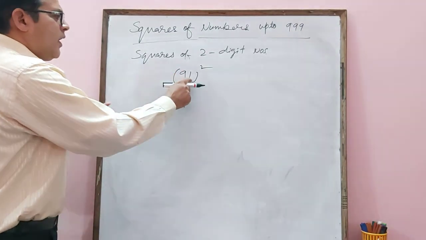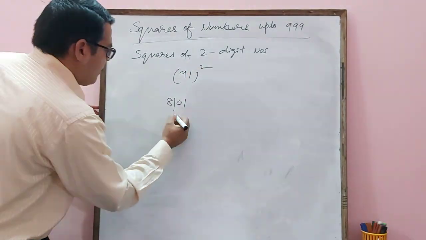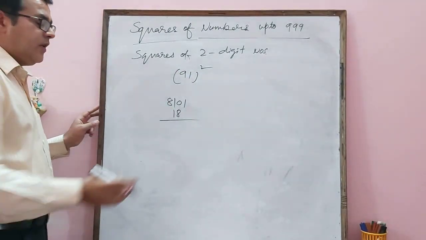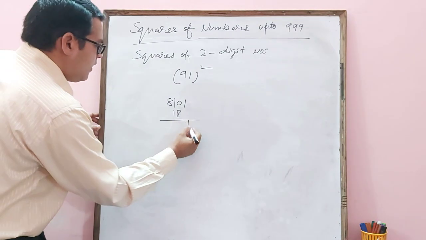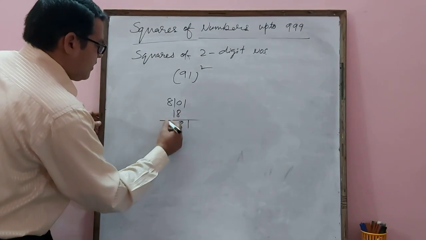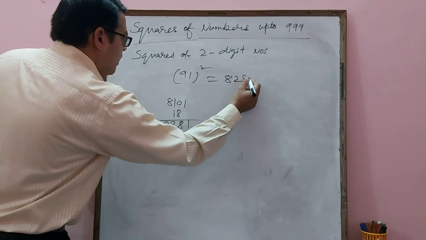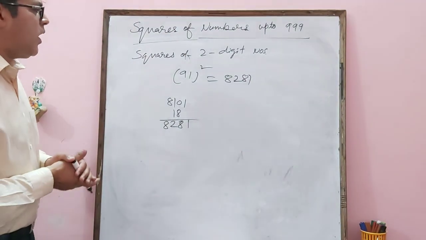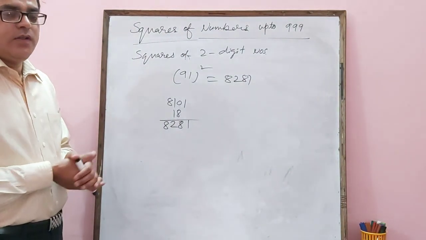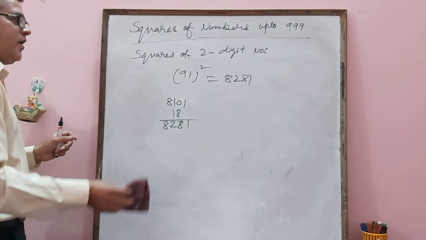Now 9 1s are 9, 9 2s are 18. We have to write here, leaving the unit place, then 1, then 8, then 2, 8. So what we have? 8281. 8281 is the square of 91. This is very, very interesting, very important.